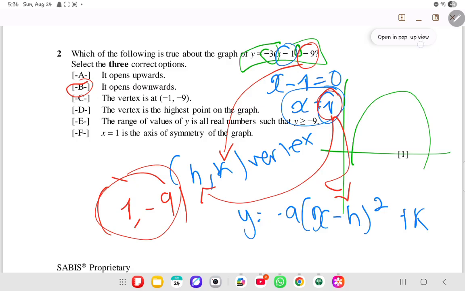Now what we need to know, because it is open downwards, that means that the vertex is the highest point on the graph. So it's going to be this point over here. So D is correct. That means B and D are correct. Then we have what?